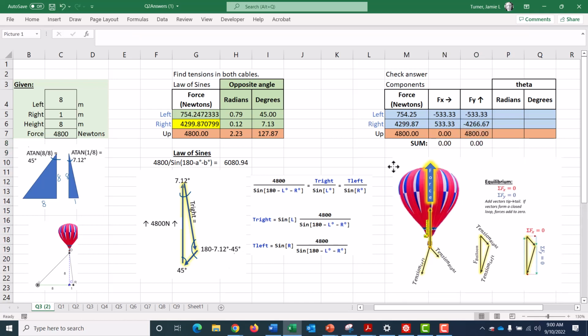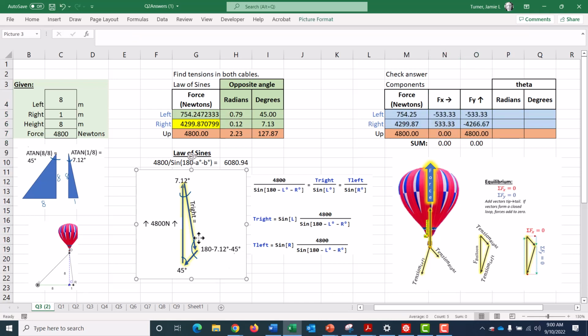So yay! The first thing is to figure out the angles from the dimensions. And then once you have those angles figured out, you can get the forces from the law of sines. That might be the easiest thing to do. And the last step, to make sure you have everything, is to split it into x and y components and make sure everything adds to 0.